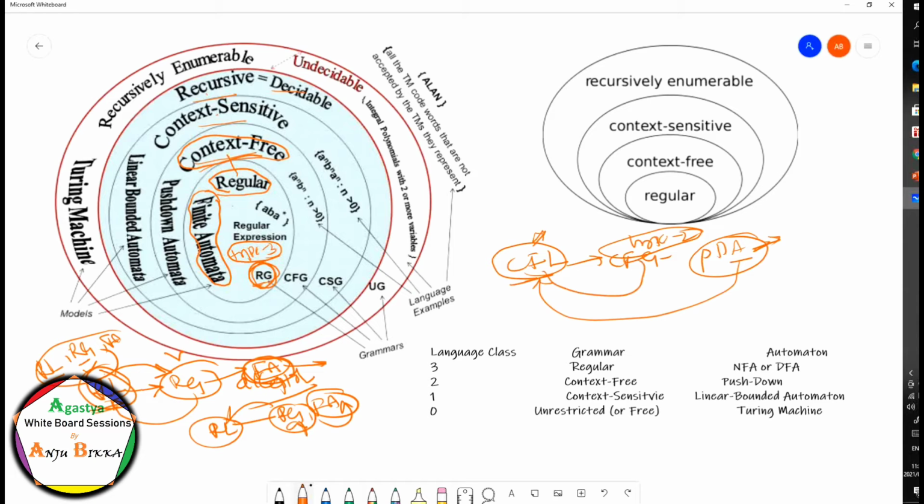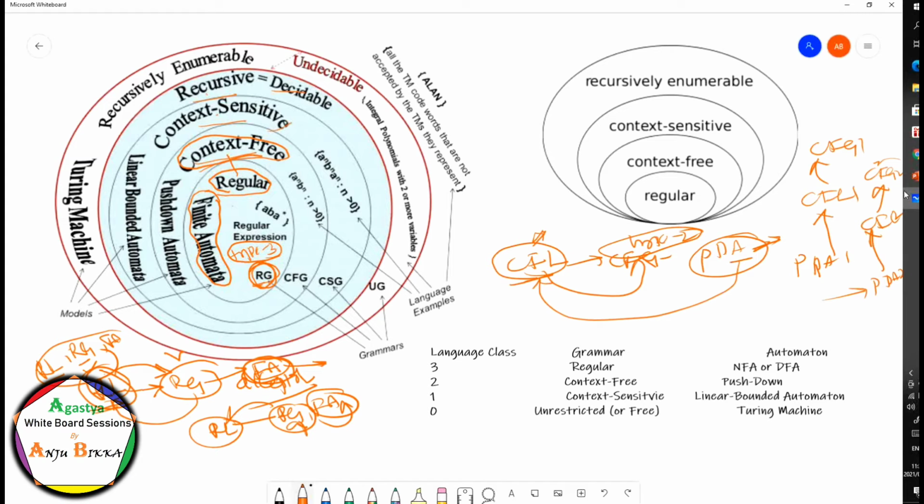If you have a CFL, you have a corresponding CFG. This is very important. What is the meaning of corresponding? If you have pushdown automaton PDA1, the corresponding language is CFL1 and the corresponding grammar is CFG1. Then if you have pushdown automaton PDA2, the corresponding language is CFL2 and CFG2. This is very important. It means one thing you can define in any one of these forms; if you have one, you obviously have the remaining two.